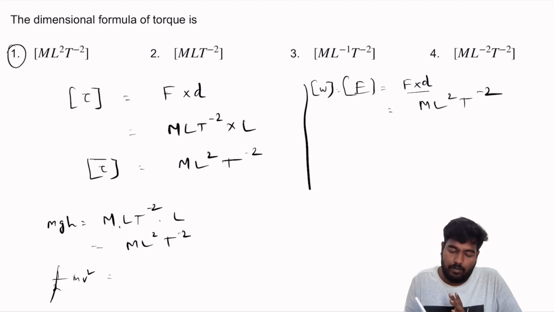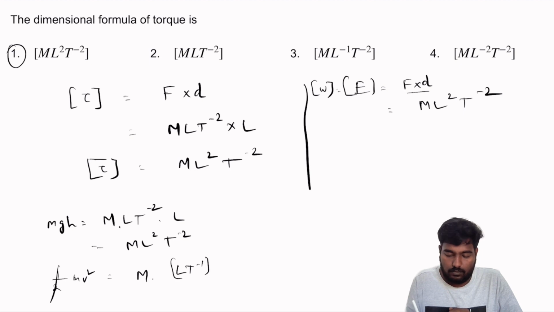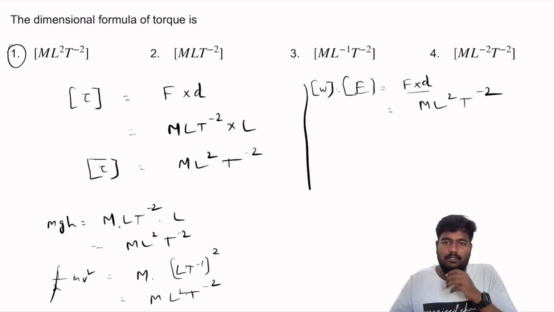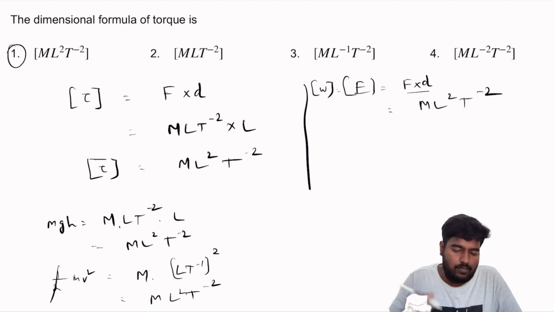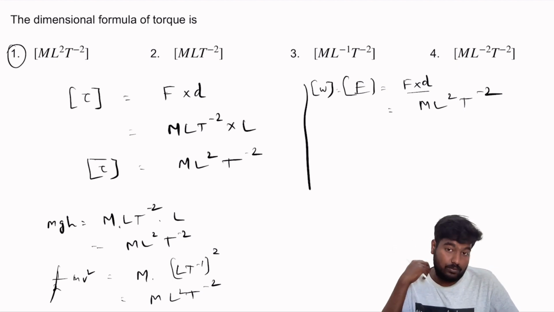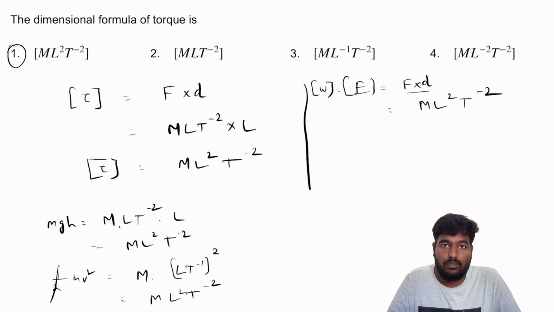So m v square, where m is mass. We know that velocity is distance by time, so L t power minus 1, but this is velocity square, so if you square this, L square t power minus 2. It doesn't matter whether it's molecular energy, bond energy, any energy, you will get the same dimension. It's the beauty of dimensional analysis. Once you dictate what energy is, it goes for all energy. So the dimensional formula for torque is m L square t power minus 2. Okay, let's move to the next question.